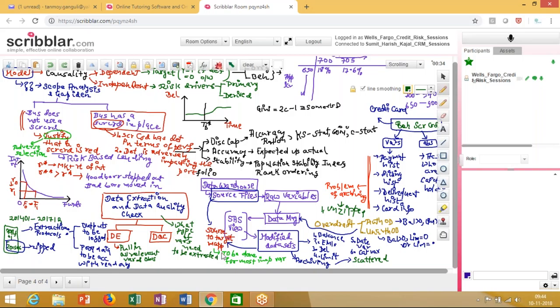Right, so what are the type of variables that need to be extracted? And when we talk about the type of variables that need to be extracted, we need to talk about two things. One is at what stage are you extracting? So that is the application stage or the acquisition stage.